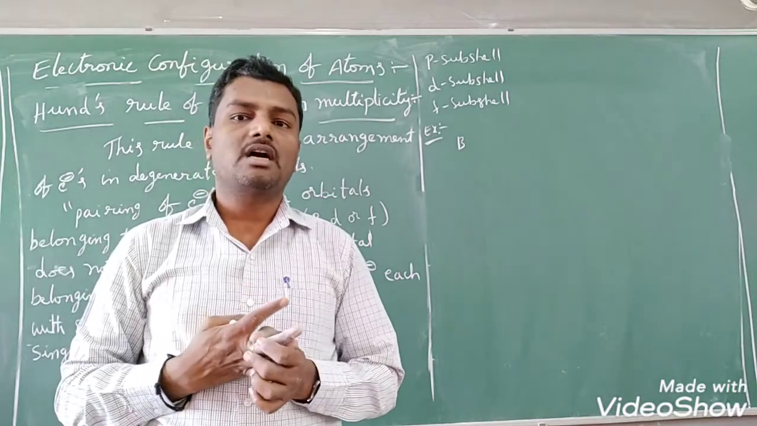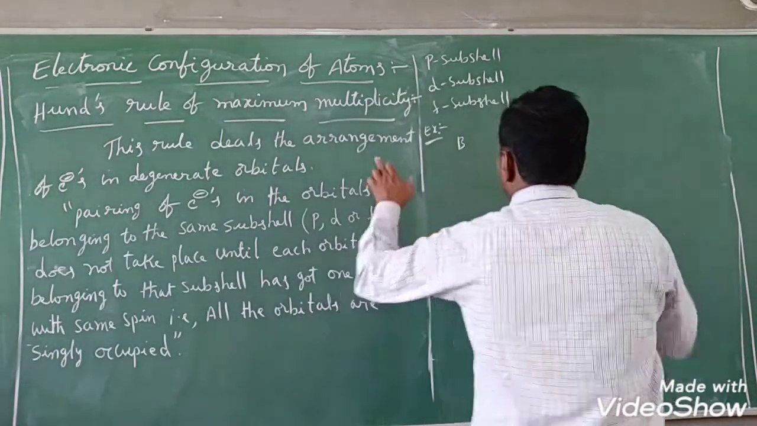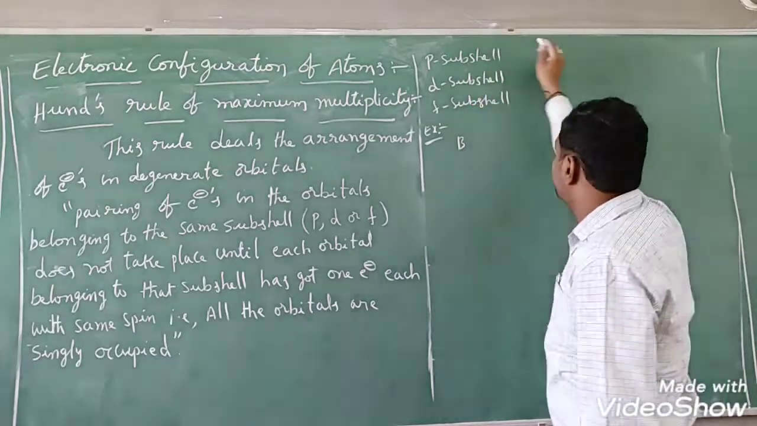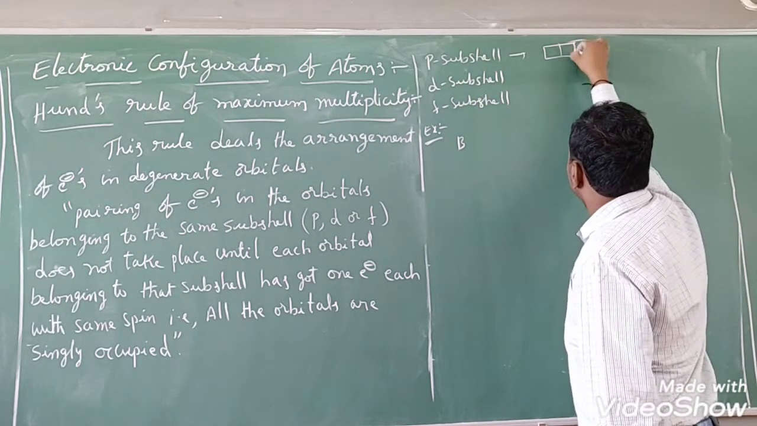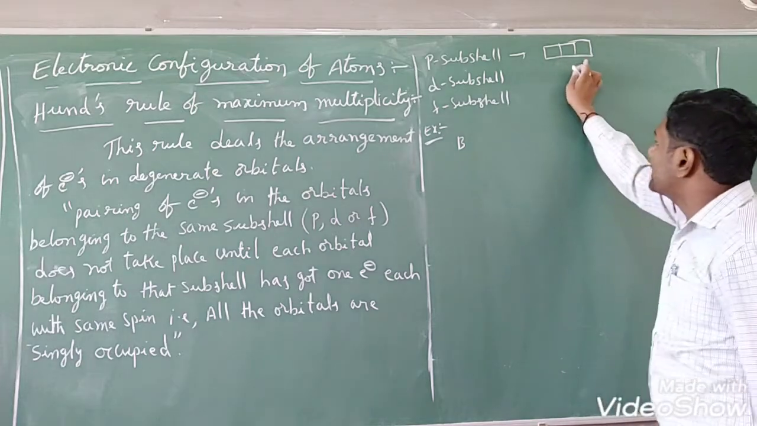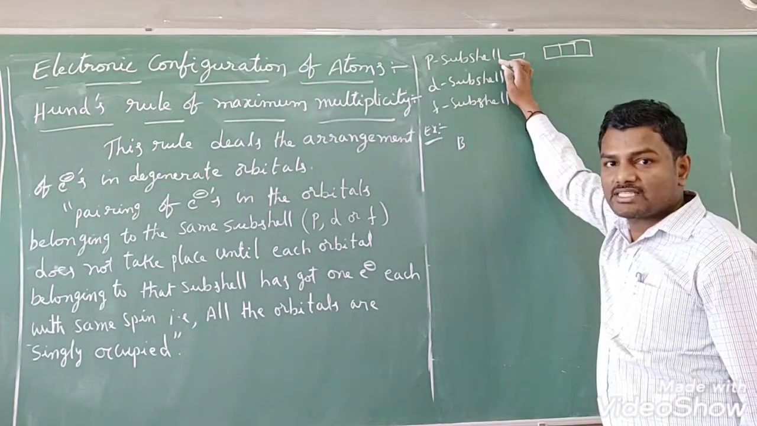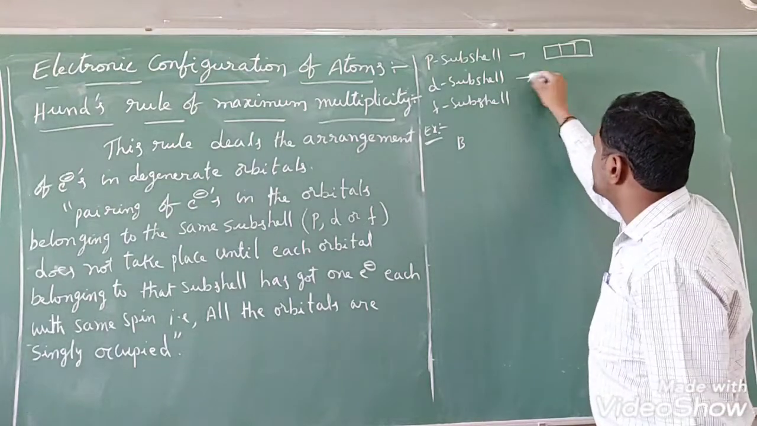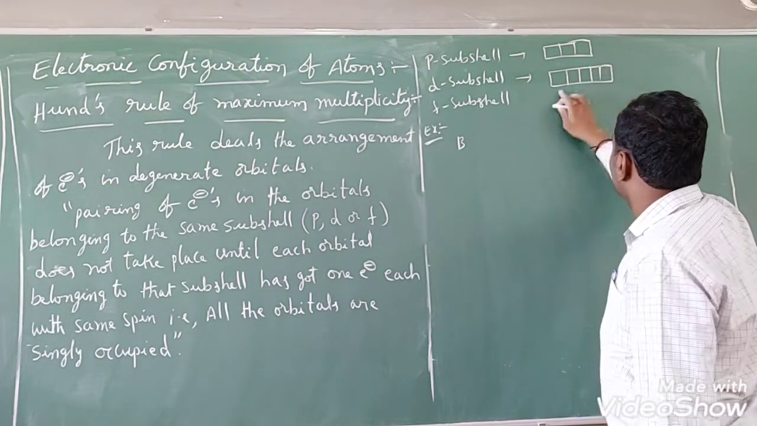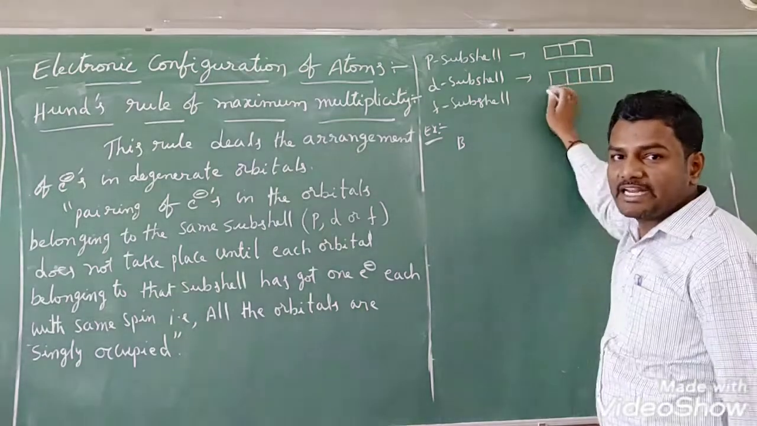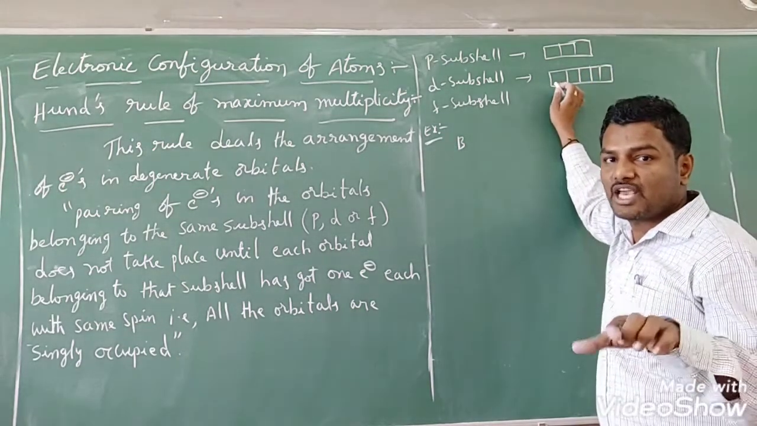Such type of orbitals are called what? Degenerate orbitals. Suppose you observe the p subshell. How many orbitals are present in the p subshell? 3 orbitals are present: px, py, pz. So these 3 orbitals are degenerate orbitals in the p subshell. Now if we observe the d subshell, how many orbitals does the d subshell contain in total? 5 orbitals. So all these 5 d orbitals possess the same energy, and the shape is also the same.